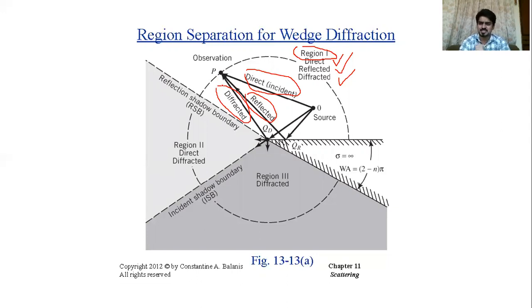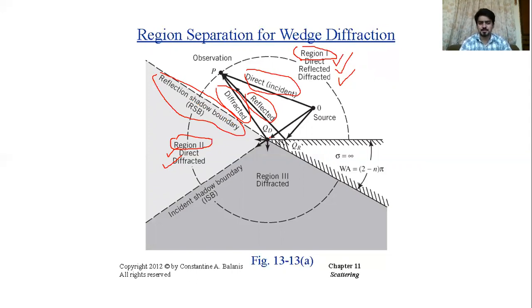Then there is a second region. In the second region, you have only two components, the direct field and the diffracted fields from the edge. You basically get rid of the reflected field when you move from the first region to the second region, and that's why the boundary between region 1 and region 2 is called the reflection shadow boundary, RSB.